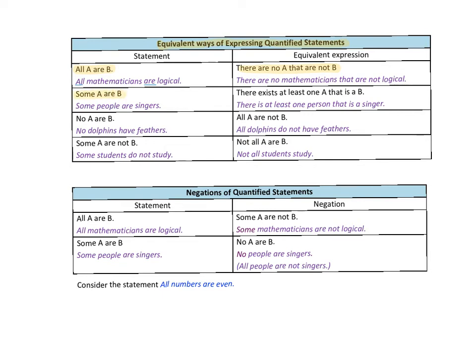So let's say you have the form some A are B. Some is like saying at least one. So if we have some people are singers, equivalently, that means there's at least one person that is a singer, which is where the equivalence comes from. There exists at least one A that is a B. So there is at least one person that is a singer. These are equal in meaning. So I'm just going to put an equal here.